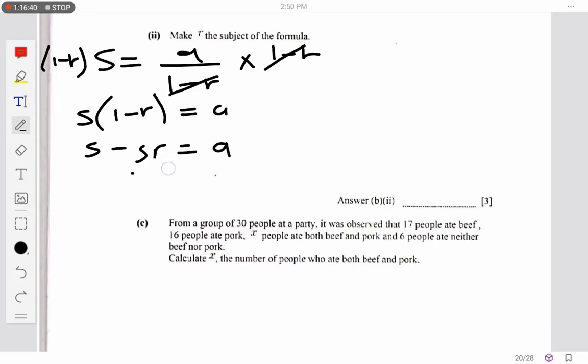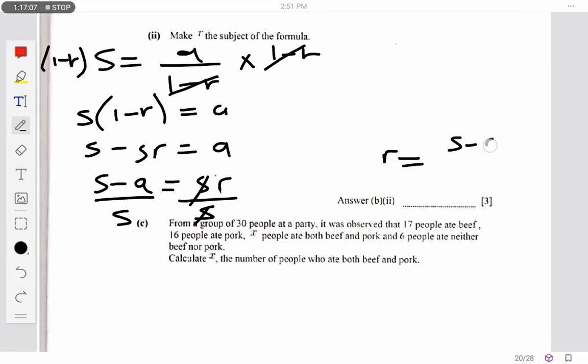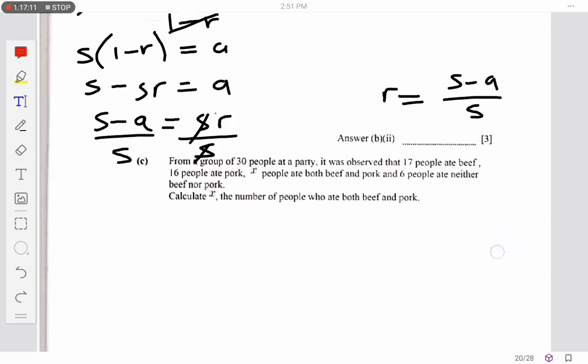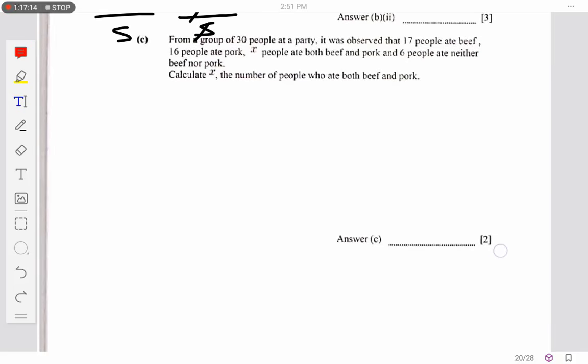Because we want R, we take this term to this side so that it is positive, and this one I take to that side. So at the end of the day, S minus A is equal to SR. Then we divide both sides by S, and S and S cancel each other. So our R value is R is equal to S minus A over S. That's the subject of the formula for R. Let's go to the next question.